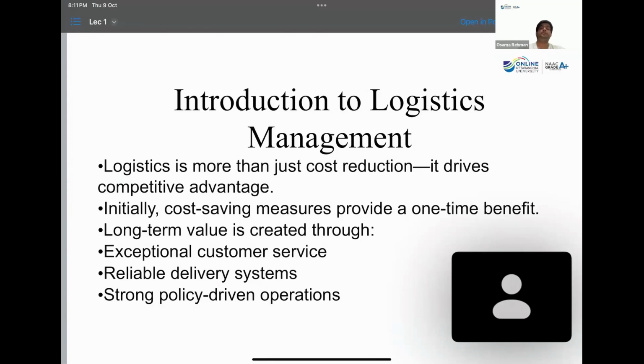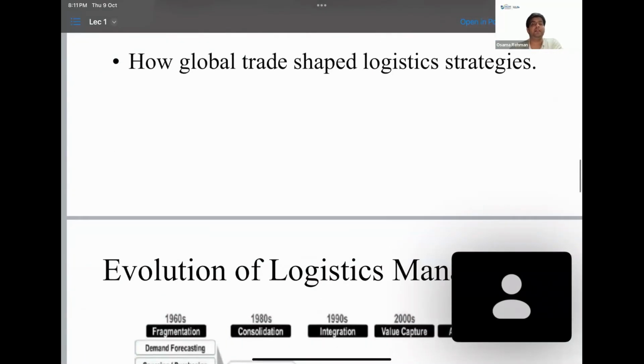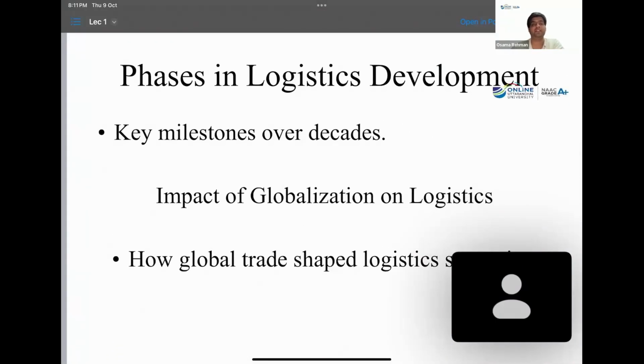So next topic would be, we have discussed phases also, right? Now, if you talk about phases in logistic development, so there are many key milestones over decades that we have already discussed. Impact of globalization in logistics, like impact of globalization on logistics.